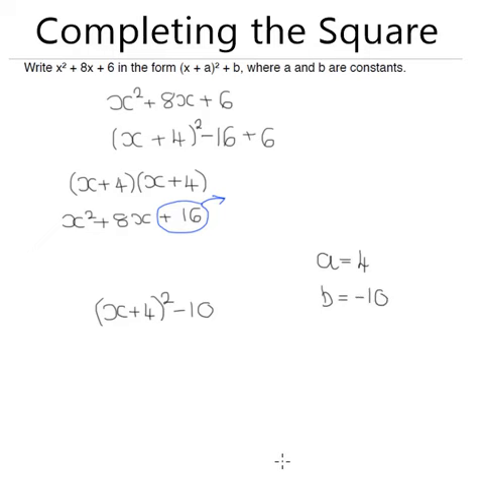I'll put one more example of completing the square on just so you can have a little look through it. Well done.